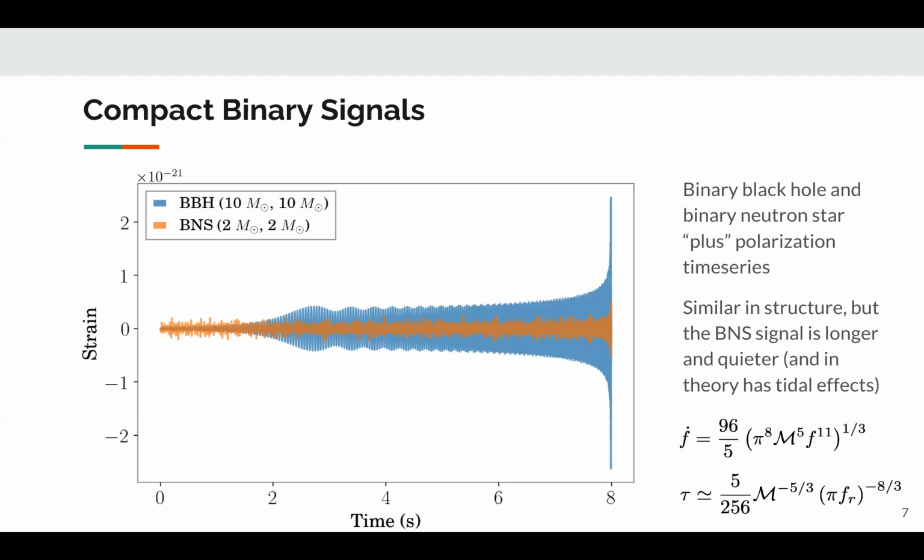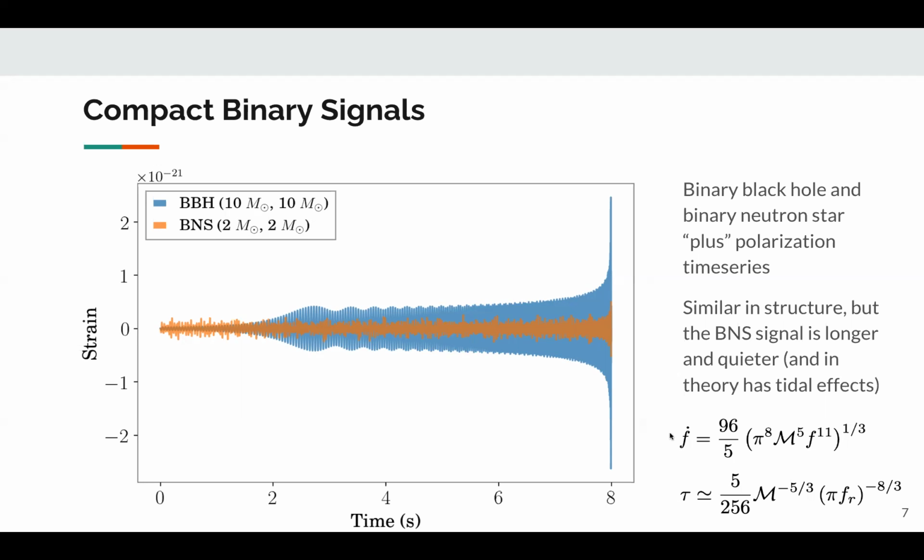What do they look like? Well, it's not the same for every source of gravitational wave, but for at least compact binary signals, this is the general form. I've plotted here one of the polarizations of the waveform for a binary black hole and for a binary neutron star to give you a sense of what they look like. The structure is similar, but you can see that the binary neutron star signal is longer and quieter. And in theory, there are some effects of the continuum of mass in a neutron star. So as the neutron stars fall into each other, they get ripped apart, and that affects the form of the wave. But that's a higher order effect to the wave.